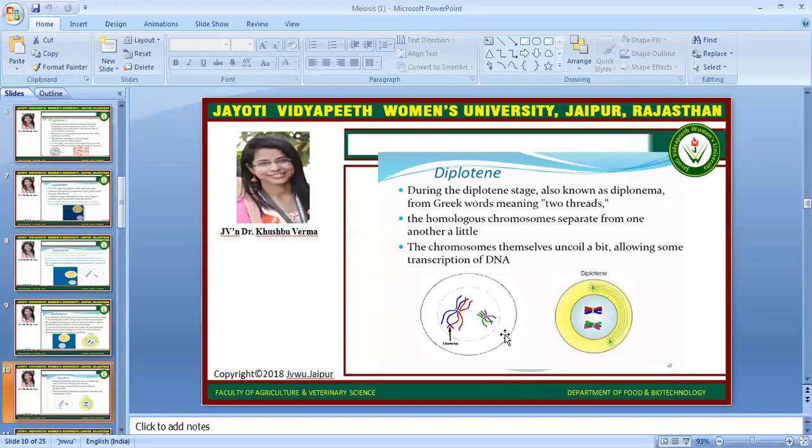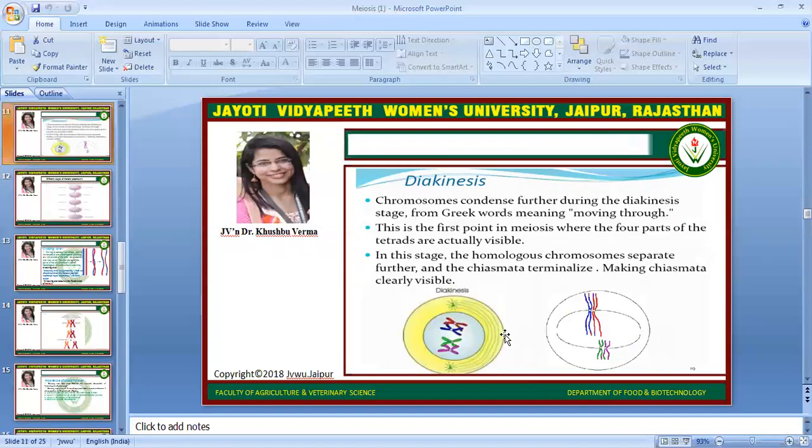Next one is diplotene. During the diplotene stage, also known as diplonema, from the Greek words meaning two threads, the homologous chromosomes separate from one another a little. Chromosomes themselves uncoil a bit, allowing some transcription of DNA.